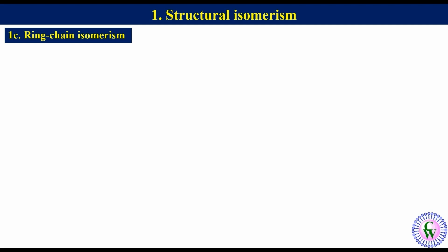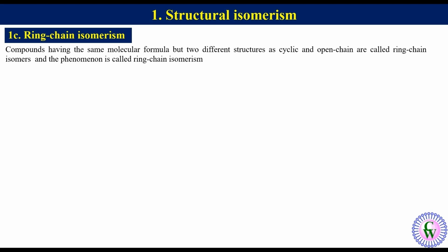Ring chain isomerism. Compounds having the same molecular formula but different structures as cyclic and open chain are called ring chain isomers, and the phenomenon is called ring chain isomerism. For example, propene and cyclopropane have the same molecular formula C3H6, but one has open chain structure while other cyclic. So these are the examples of ring chain isomers.